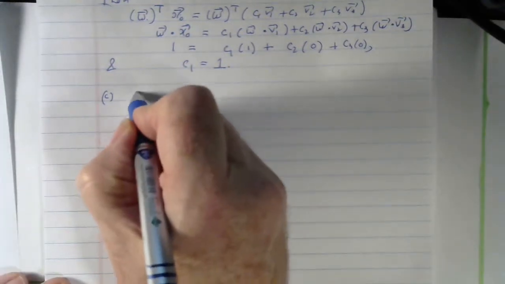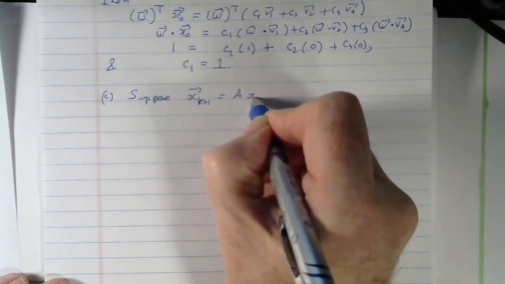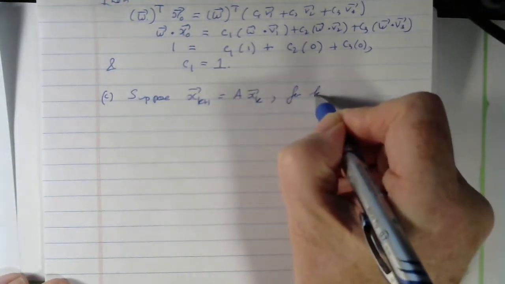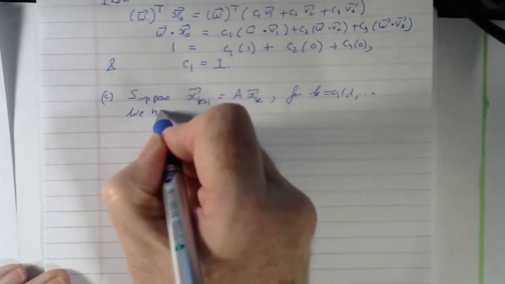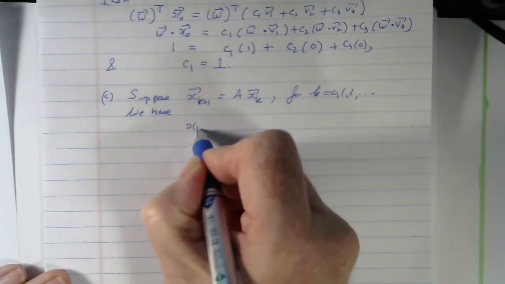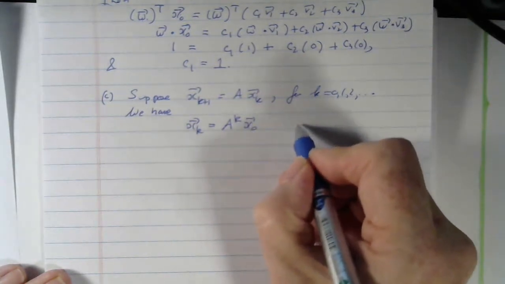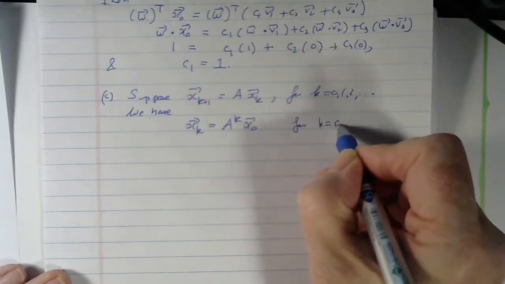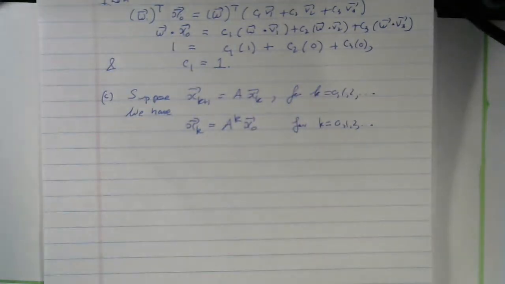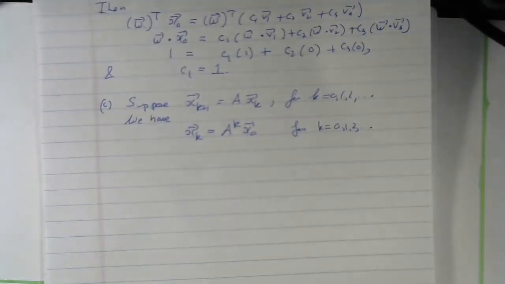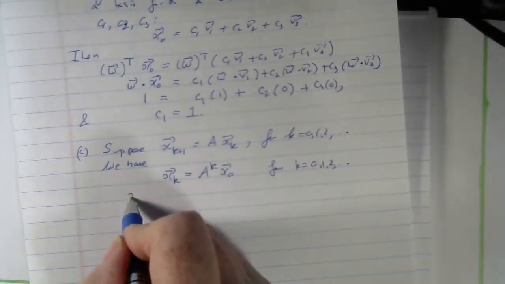Okay, so we suppose x sub k plus 1 equals a times x sub k for k equals 0, 1, 2, etc. So we've seen that this implies that x sub k is equal to a to the k x naught for k equals 0, 1, 2, etc.